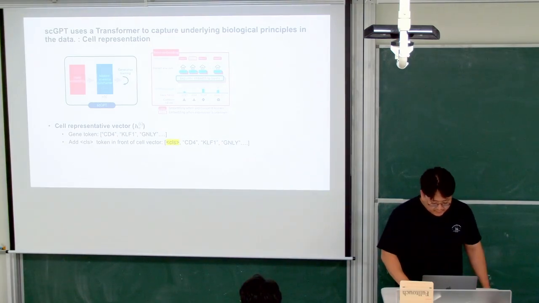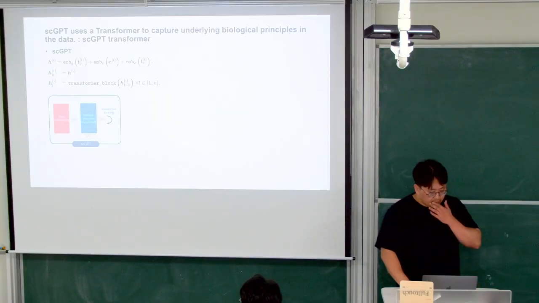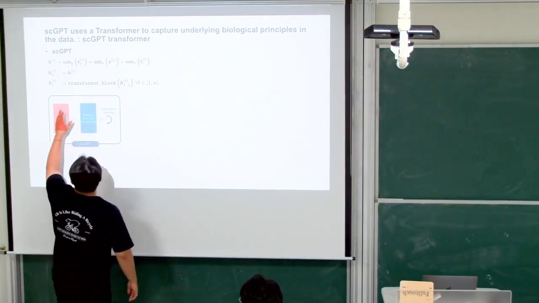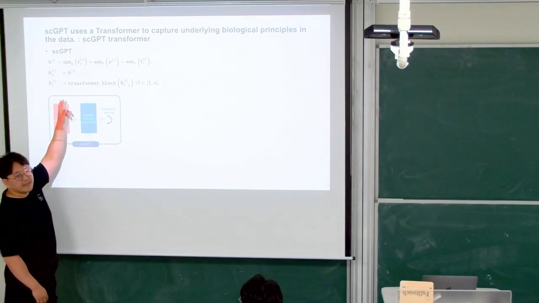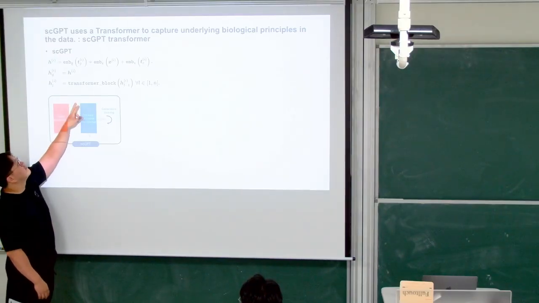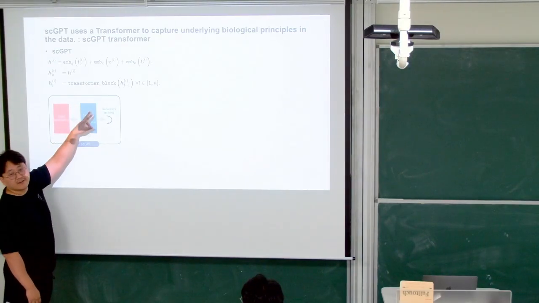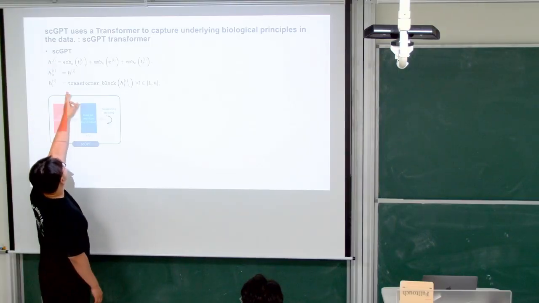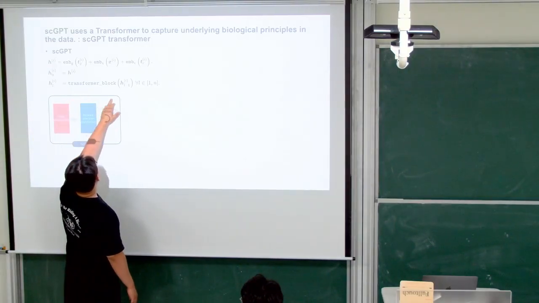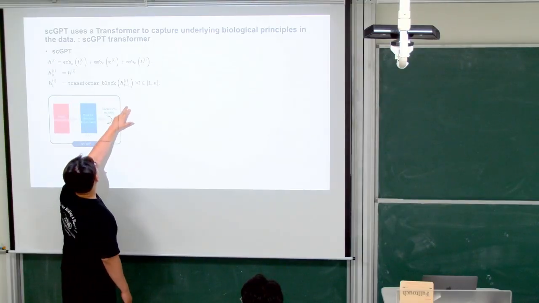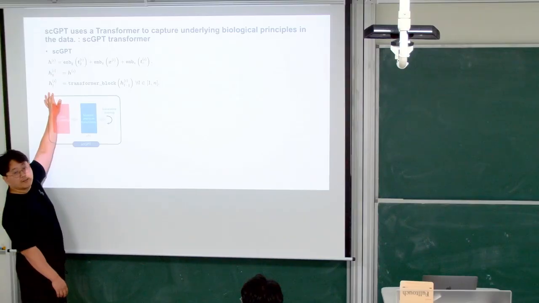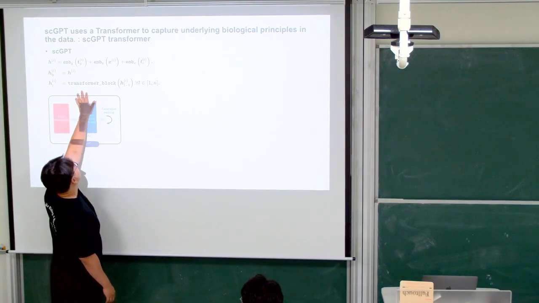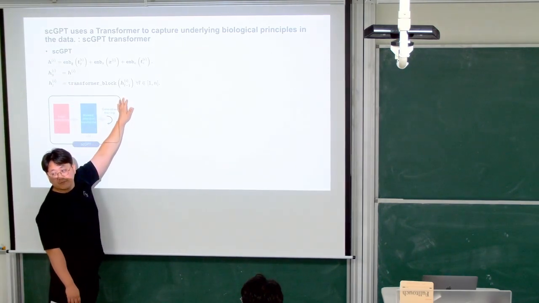Okay. After the training, we have the embedding tensor here, and we will use this tensor as the input of the transformer block. So this is the initial input, and we will get the output. And then we will use this output as the input for the next transformer block.